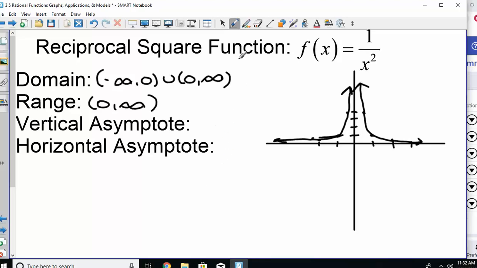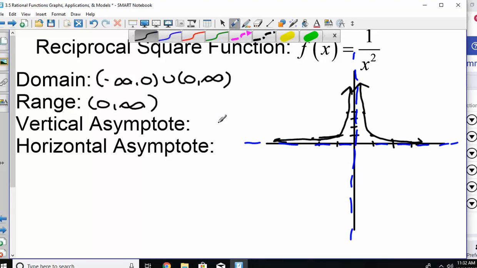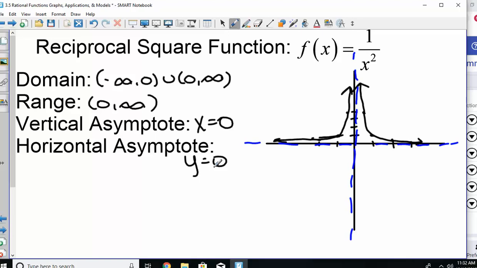All right, vertical asymptote. Draw those in. Those are the lines that we're not actually hitting. So it's again just the x and y axis. So vertical asymptote would be x equals 0. Horizontal would be y equals 0. Any questions there?